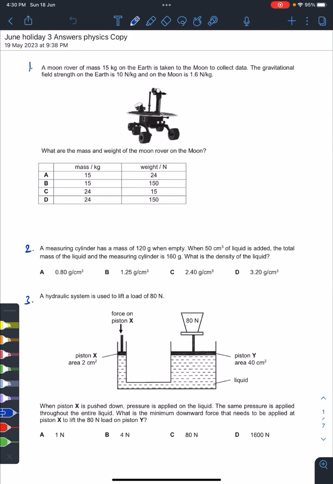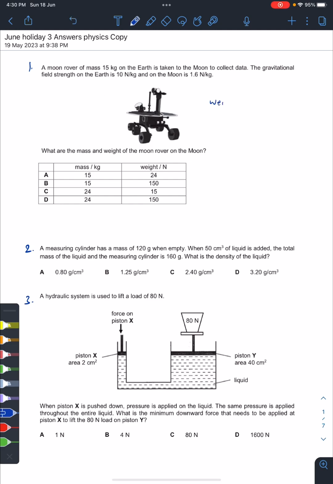Hi, so let's continue with our Journal Holiday Week 3 assignment. Let's go through the assignment.